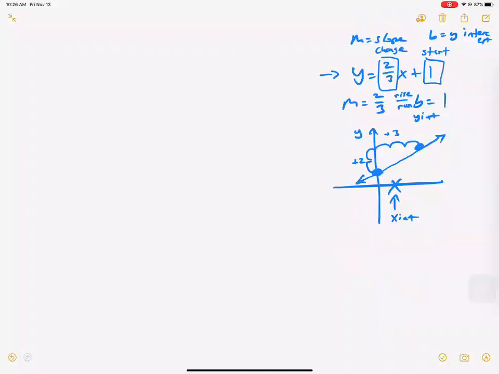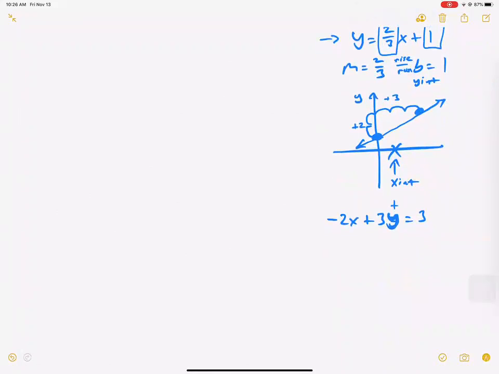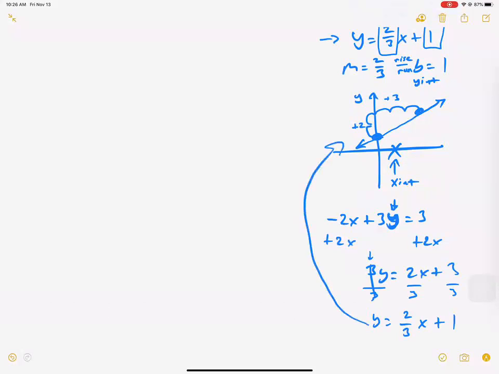But if I say negative 2x plus 3y equals 3. On our last lesson, we were able to change this to solve for y. So we got rid of the negative 2x by adding 2x. This is what you guys did in IXL. 2x plus 3. And then we divided everyone by 3. Divide by 3, divide by 3, divide by 3. Y is equal to 2 over 3x plus 1, which is how we ended up with this guy here.